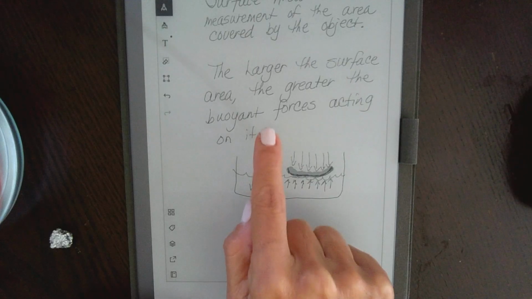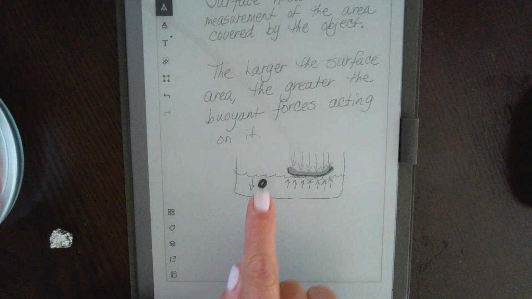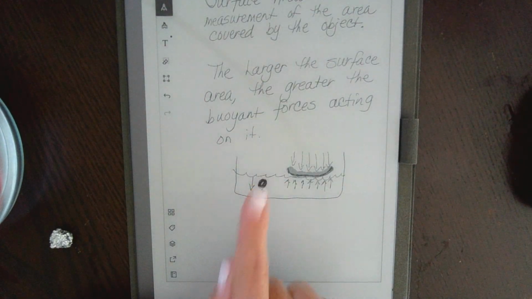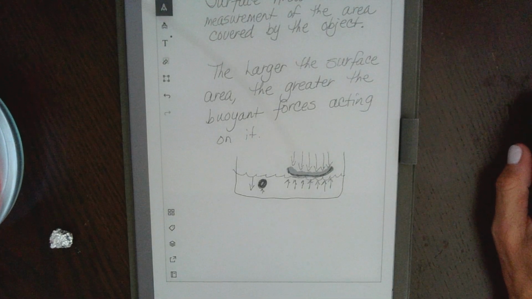Well, on the ball, all the gravity was pulling down, right? Because gravity is measured by weight. And the buoyant force only could push up in this one little area. So that's why it sinks. I hope that clears up buoyancy a little bit better.